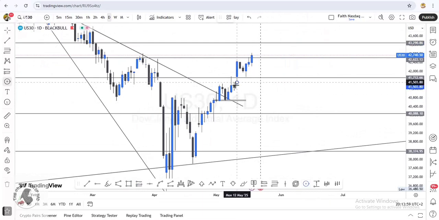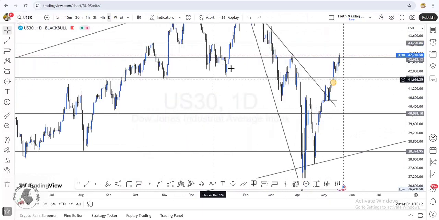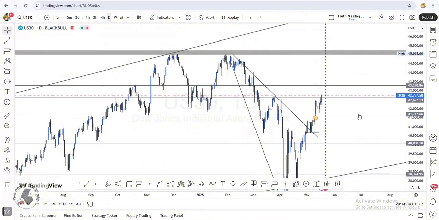But remember, we trade what we see, not what we think the market can do. The market can decide to actually not fill that gap now, you understand? But in future, the market will definitely come back and fill that gap. You understand?